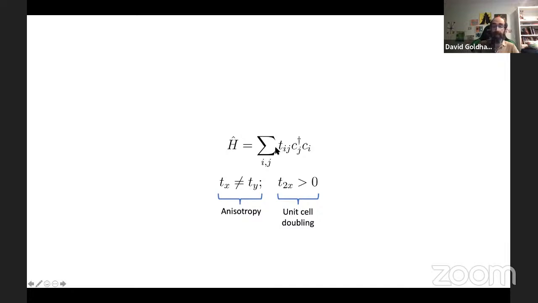It's just hopping to nearest neighbors. I'll skip ahead. Joe played with some of the simplest adjustments he could make to this. He could say, all right, the hopping in one direction is different strength from the hopping in the other direction. And he also said, let's add next nearest neighbor hopping, which effectively doubles the unit cell. And these were two of the first few tweaks he started putting in and calculating this.